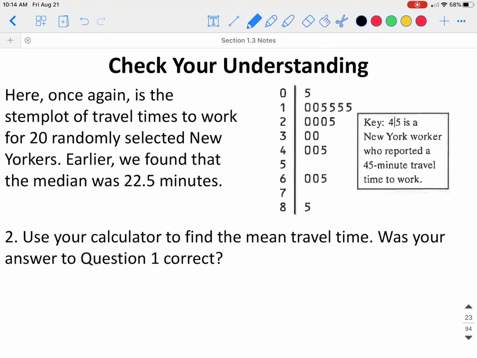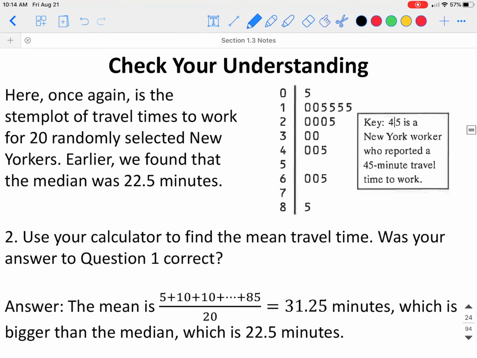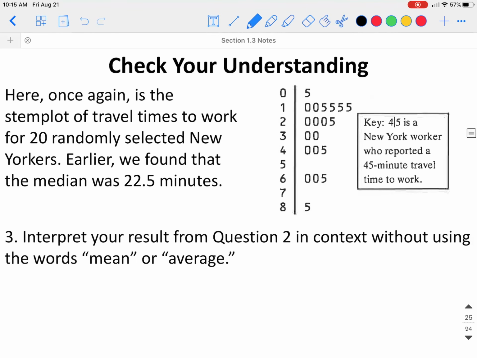Use your calculator to find the mean travel time. Was your answer to question 1 correct? Remember, when you're finding the mean, you will add all the data values together and divide by the total number of observations. If we do this, we will get an average time of 31.25 minutes, which is larger than the median, which was 22.5 minutes. Remember, when you are comparing two quantities, you do need to say which is larger and which is less than.